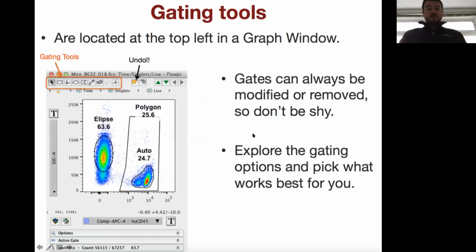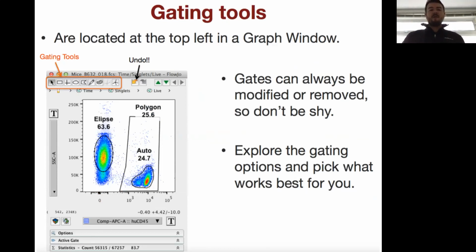As far as gating tools, there are a variety. Here we're illustrating 3 of them. One that's not shown is the rectangle gate, and of course that just draws a rectangle around your population of interest, if it's amenable to that. There's also the quad gate, which is very popular. It allows you to essentially set one cutoff for X and Y axes with a single click.